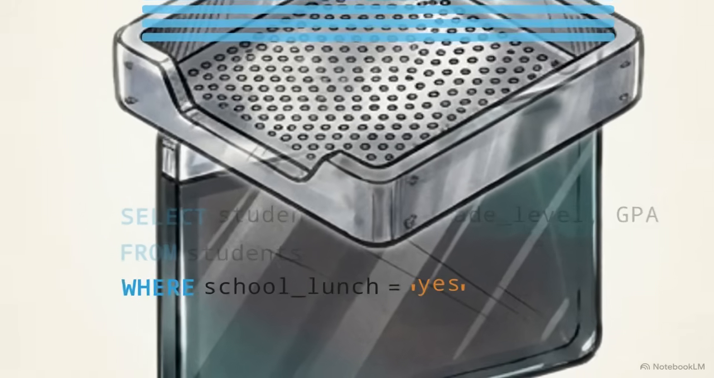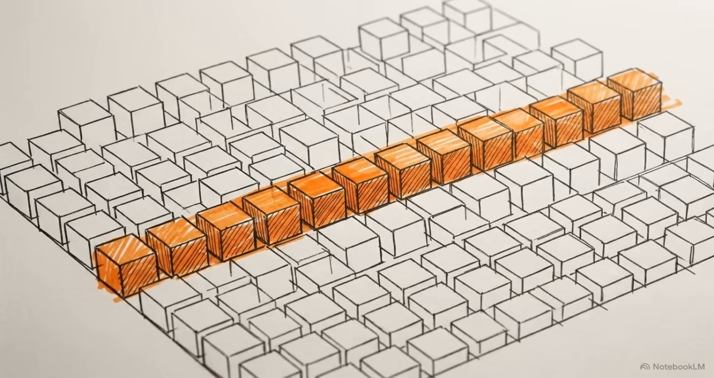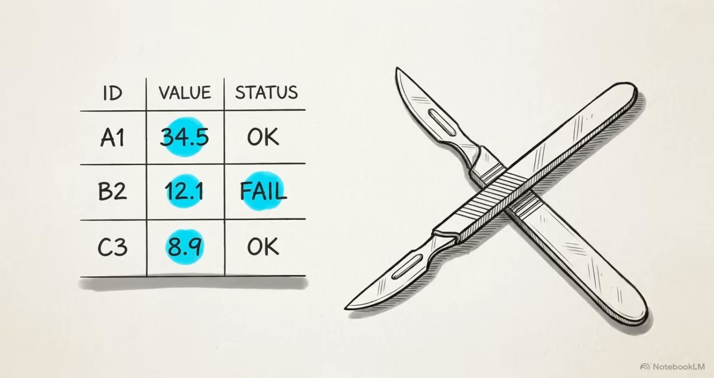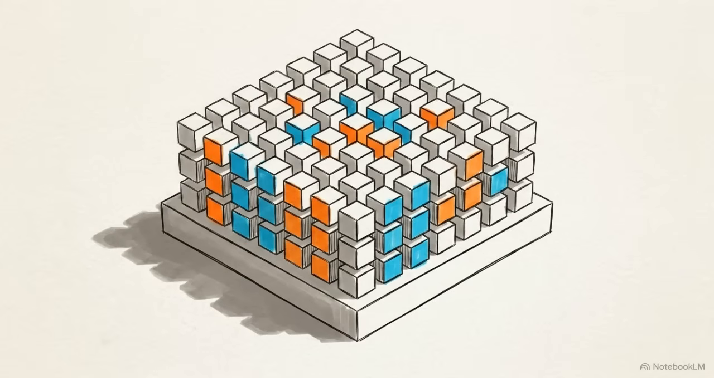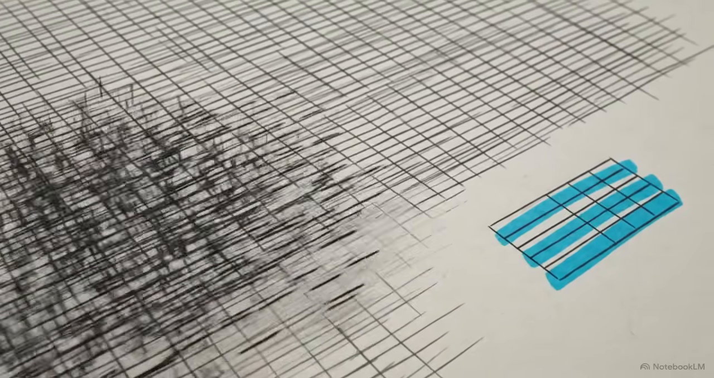There is an important syntax rule to note here. Whenever you filter by a text value, like the word yes, you must enclose it in single quotes. Without those quotes, the database will fail to recognize the text. Working together, the select clause, the from clause, and the where clause act as a precise scalpel. They let you carve out exactly the columns and rows you care about before you perform any math or complex grouping.